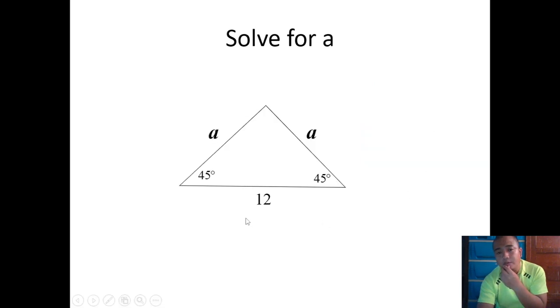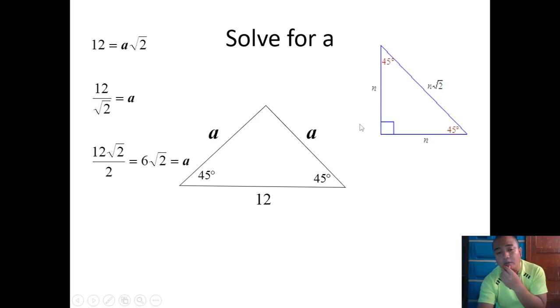Here, if this is 12, that is a right triangle, because 45 plus 45 is 90. That means that is a 90 degree angle. So to solve for a, what I said earlier, just divide this by square root of 2. So 12 divided by square root of 2. Rationalize: 12 square root of 2 over 2. 6 square root of 2 is a. So, 6 square root of 2.